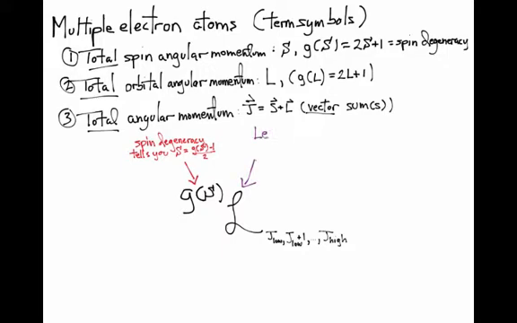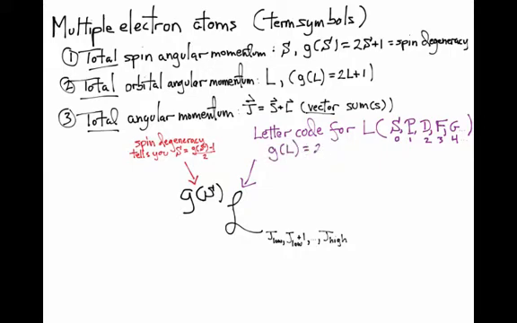Then the L value, capital L, that's our friendly letter code, and that indicates the total L: S, P, D, F, G, etc., where we've got 0, 1, 2, 3, 4, etc. for those values. And of course there's a degeneracy there, which is 2L plus 1, as I just indicated.